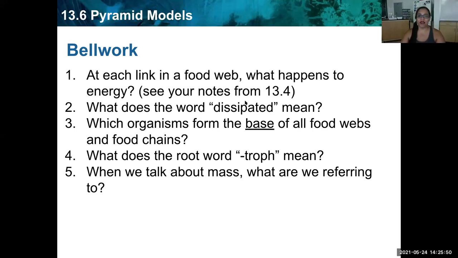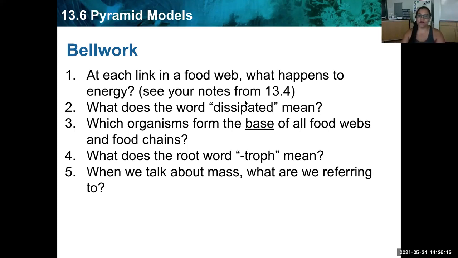What does the word dissipated mean? Who looked up a synonym for the word dissipated? Wasted, okay. When we talk about energy getting lost as heat, we usually say it dissipates or kind of dissolves.